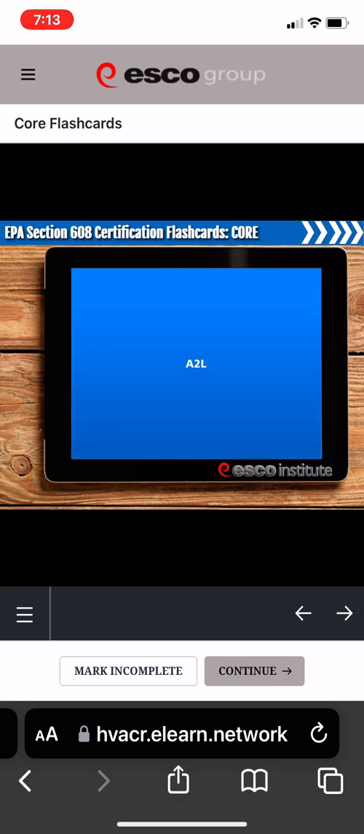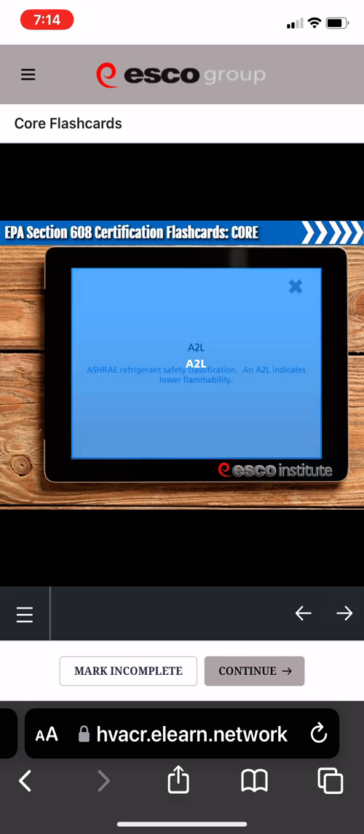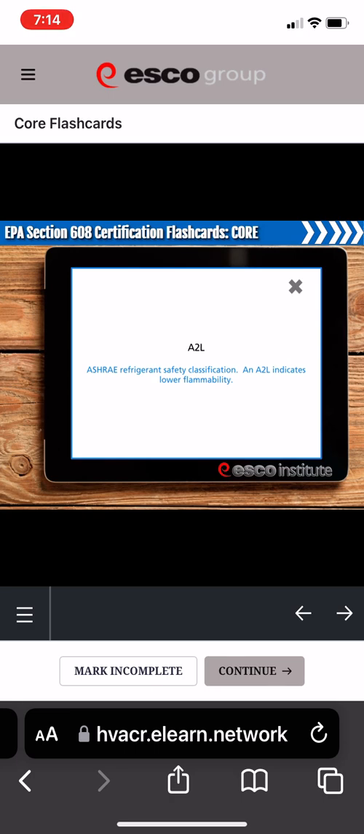A2L. ASHRAE Refrigerant Safety Classification. An A2L indicates lower flammability.